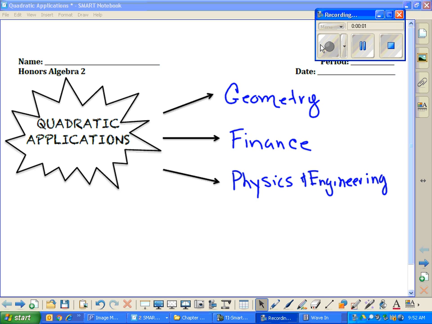For today's lesson, we're going to do 3 different types of quadratic application problems. We're going to study quadratics as they apply to geometry, as they would apply to finance, and then we've already done a little bit of it, but we're going to apply it to physics and engineering. Remember when we talked about throwing things and dropping things?